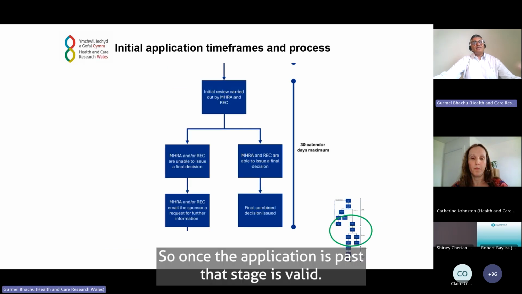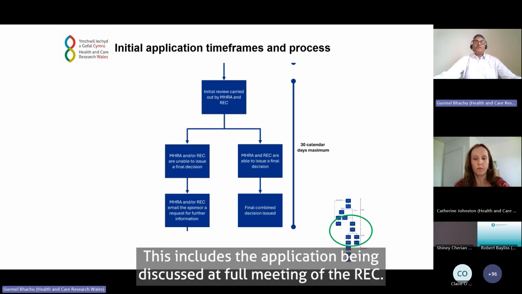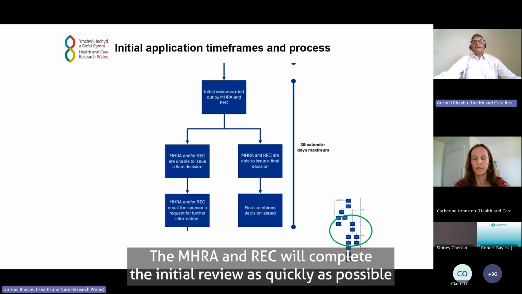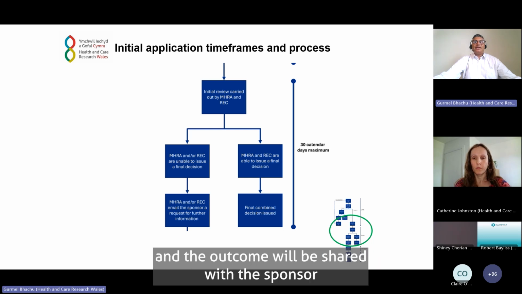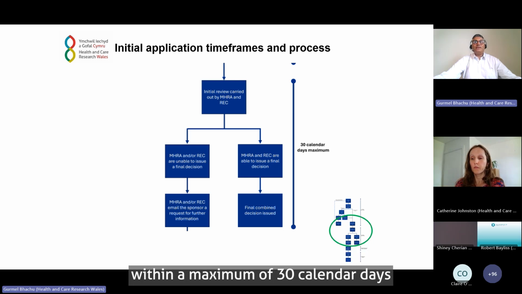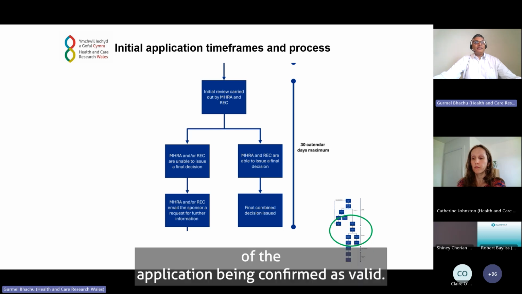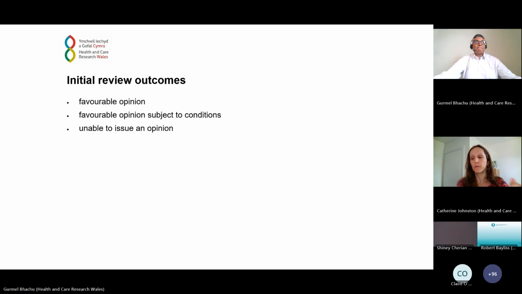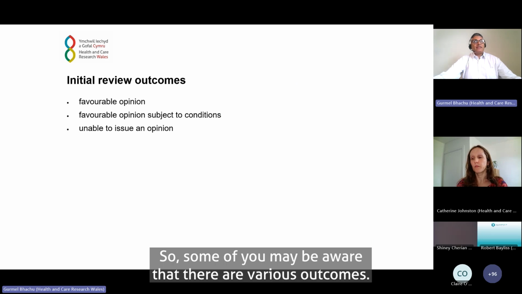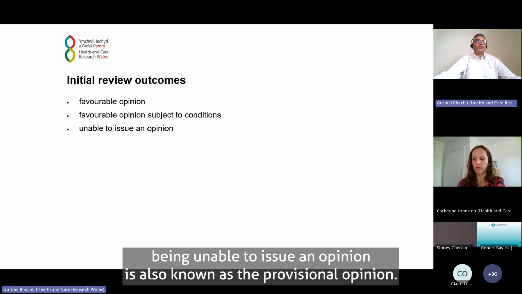Once the application has passed that stage and is valid, the MHRA and REC will conduct the initial review. This includes the application being discussed at a full meeting of the REC. The MHRA and REC will complete the initial review as quickly as possible, and the outcome will be shared with the sponsor and relevant individuals listed in the application by email within a maximum of 30 calendar days of the application being confirmed as valid. Some of you may be aware that there are various outcomes, as you can see on screen. I just want to capture that the last one, being unable to issue an opinion, is also known as a provisional opinion.